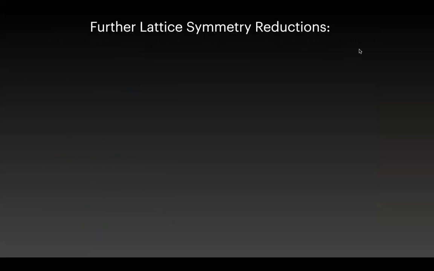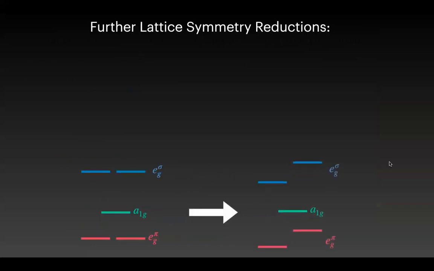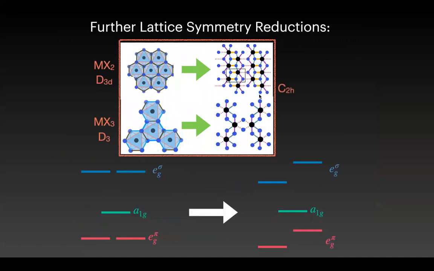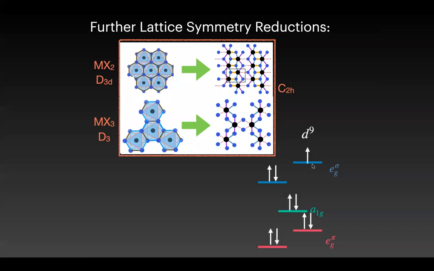So we can also have further lattice symmetry reductions. What that would have as an effect is the breaking of the remaining degeneracy. So we can take these materials with trigonal symmetry and have them have point group symmetry C2H. So you have two inequivalent directions in both cases. So why is that interesting? Well, suppose you have a material that's D9, and suppose you have this strong orbital polarization. What will the electronics look like?